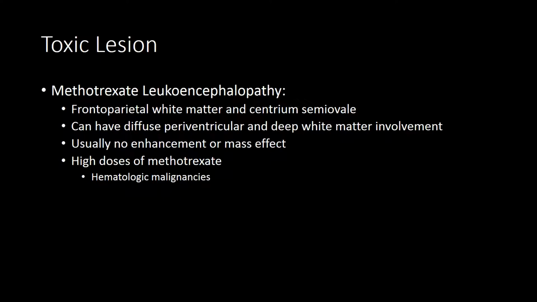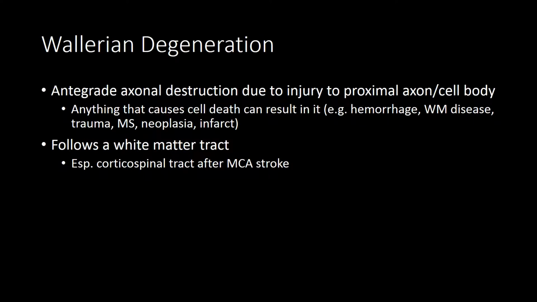Methotrexate leukoencephalopathy is another toxic lesion, involves the frontoparietal white matter as well as the centrum semiovale. You can have diffuse periventricular and deep white matter involvement, and usually there's no enhancement or mass effect. This occurs with high doses of methotrexate, typically with hematologic malignancies. It's less likely with rheumatologic treatment, for example, with treatment of rheumatoid arthritis.